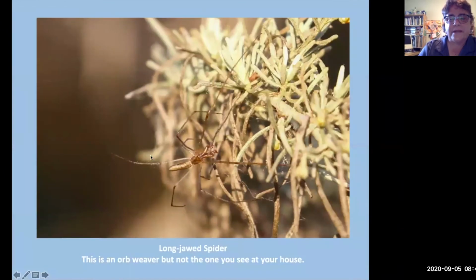This is that tetragnatha. This is a long-jawed spider. This is an orb weaver. Now at Madrona, I've done surveys for a long, long time. At Madrona, I maybe see 1 to 2 tetragnatha a year. In that arbor area, I saw 22 in one day. And it was amazing.